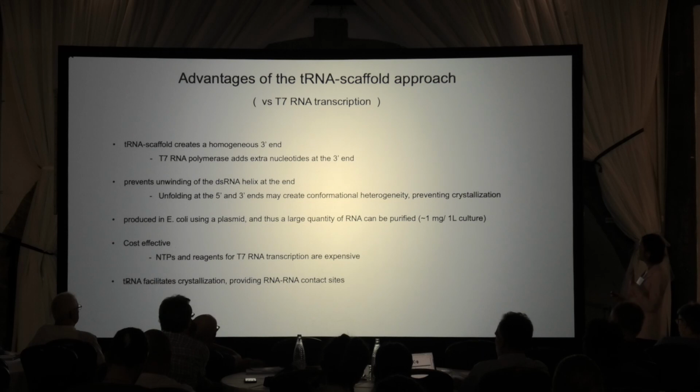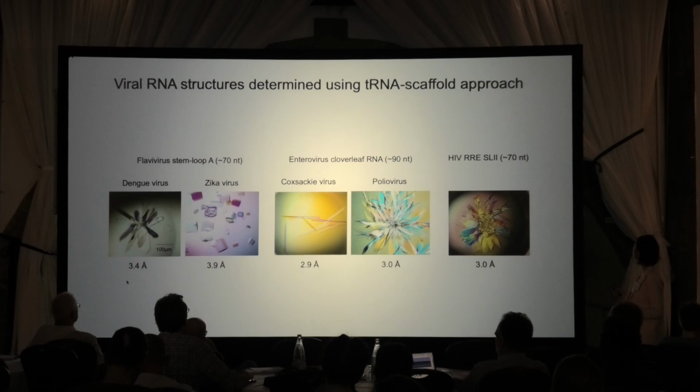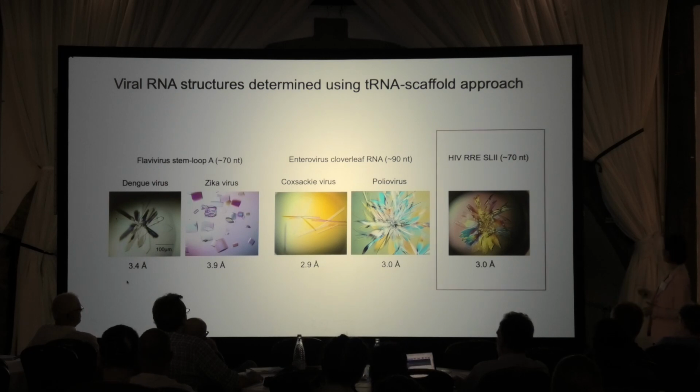But one of the biggest advantages for us, the pRNA facilitates crystallization, providing an RNA-RNA contact site. So we have used this pRNA scaffold approach, and we solved 5 new viral RNA structures from dengue, Zika, Coxsackie, polio virus, and now the HIV RNA structure.